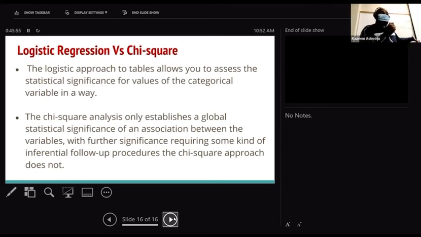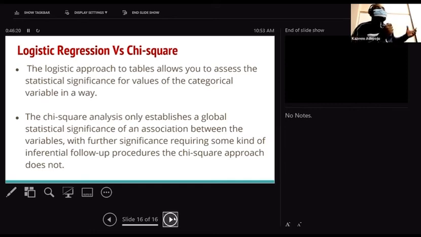The one we use here today is parents smoking. Okay, how significant is that? Logistic regression will tell us, but the chi-square cannot tell us that. Now, I said the chi-square analysis only establishes a global statistical significance on the association between the variables.